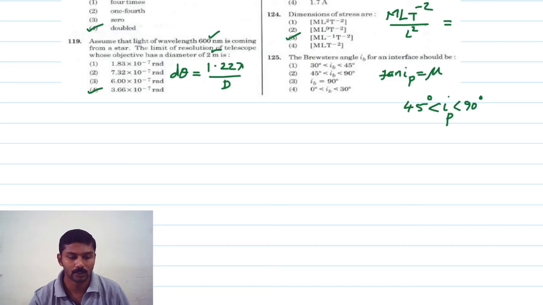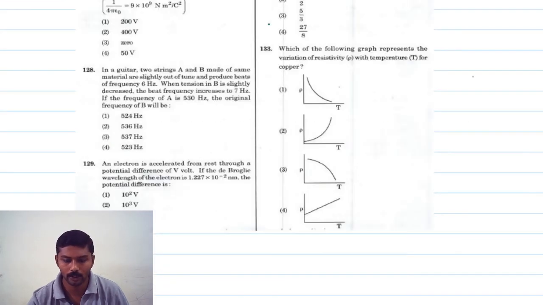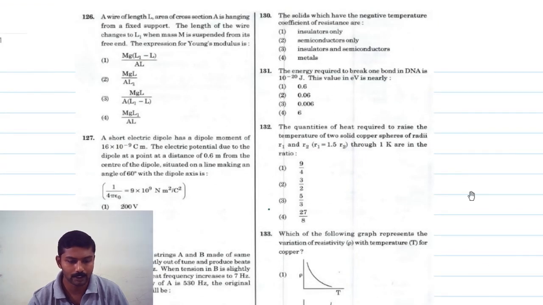Okay, so what is the next question? Let's look at the next question. If I slide it down, just hold on. Yes, the question is from Young's modulus. A wire of length L, cross-section area A, is hanging from a fixed support. The length of the wire changes to L dash when a mass is suspended.